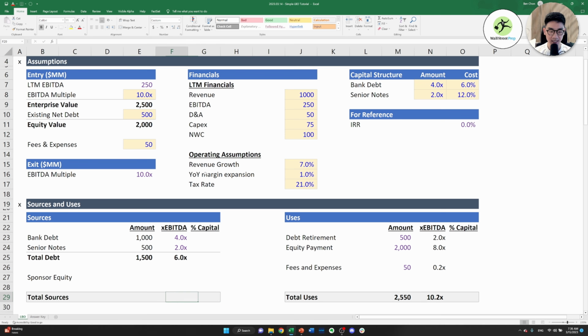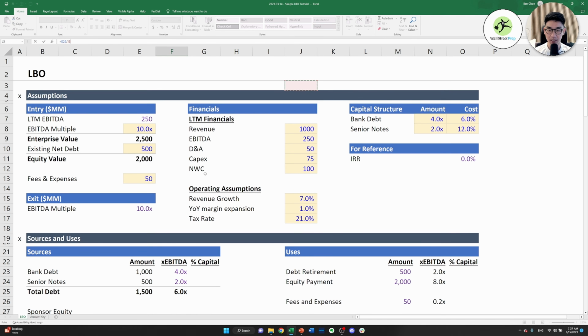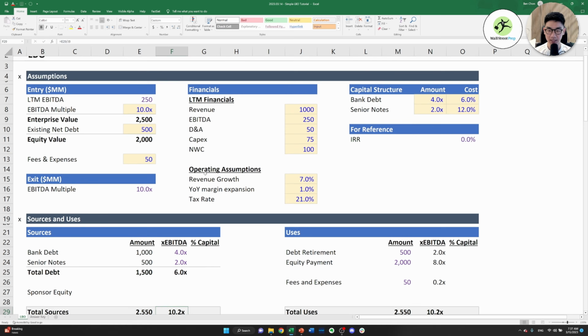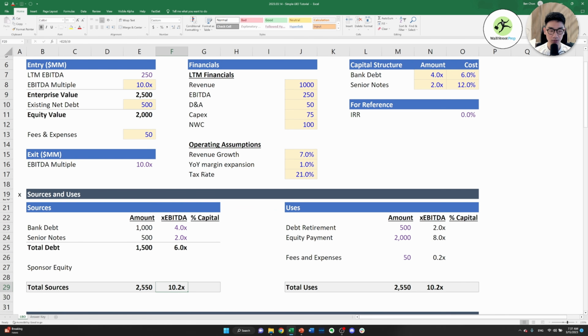And one way to check it is that our total sources equal our total uses, right? So what we do here, we're basically backing into what the sponsor equity is going to be. And so the way to do this is you always just press equals and then you go to your total uses, make these equal to each other so that they're never different. One way to check if our 10.2 is correct is we get our total sources and then we divide by our last 12 months EBITDA. And this is 10.2 as well.